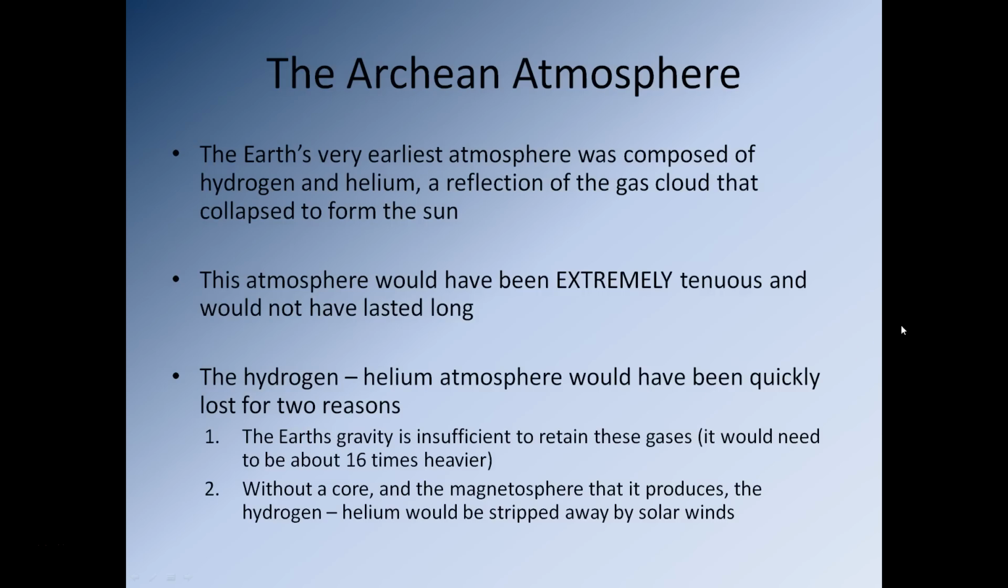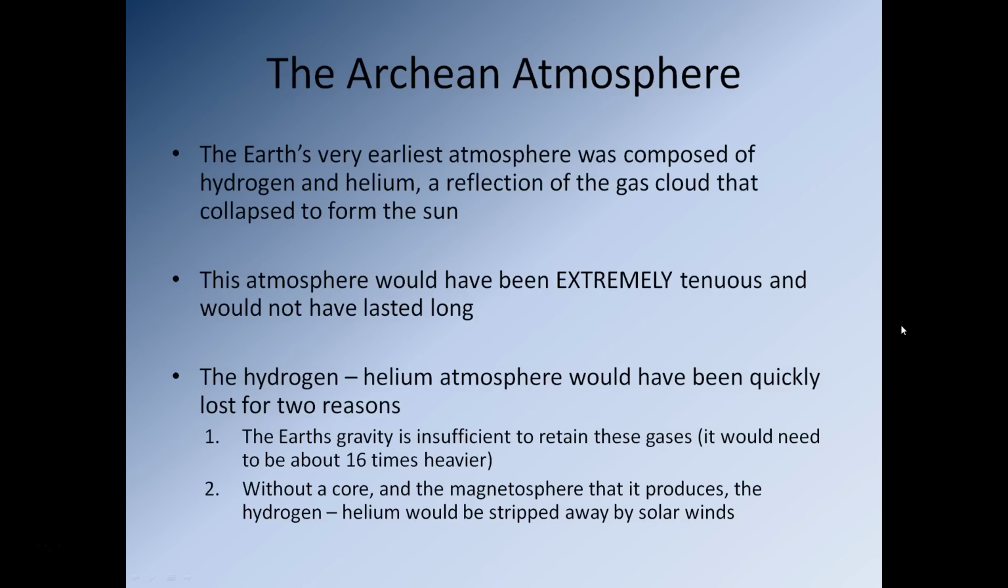Okay, so what about the Archean atmosphere? Well, the Earth's very earliest atmosphere was composed of hydrogen and helium, and that's a reflection of the gas cloud that collapsed to form the Sun. This atmosphere would have been extremely tenuous and it would not have lasted long at all, for two reasons.